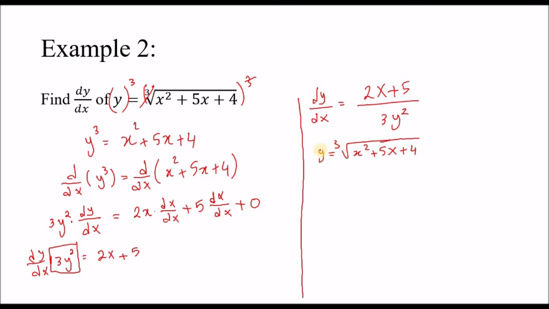So all I'm going to do is replace the value of y back into this equation. So I will have dy over dx is equal to 2x plus 5 over 3, and then I'm going to put that in here, all to the second power. I'm going to remove the y, replace it with a blank, and then replace that blank with the value of y, which is the cube root of x squared plus 5x plus 4.